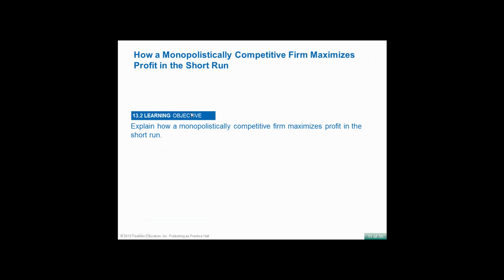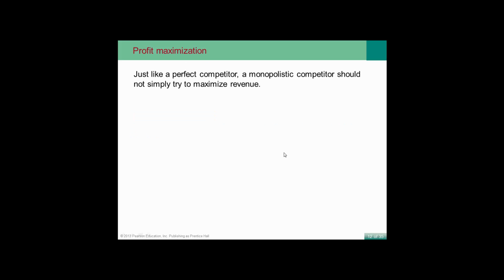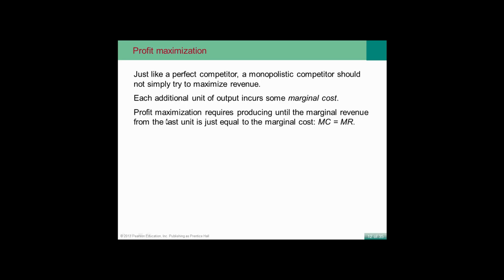So let's explain how monopolistic firms maximize profit in the short run, because these firms can make short run profits. Just like a perfect competitor, a monopolistic competitor should not simply try to maximize revenue. Each additional unit of output incurs some marginal cost. Therefore, profit maximization requires producing until the marginal revenue of the last unit equals the marginal cost.